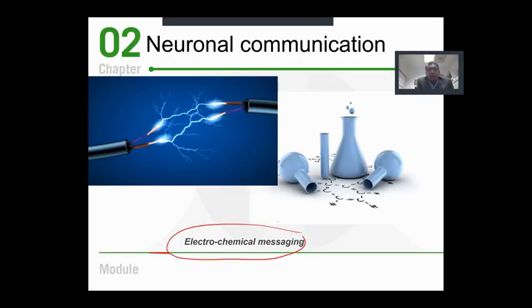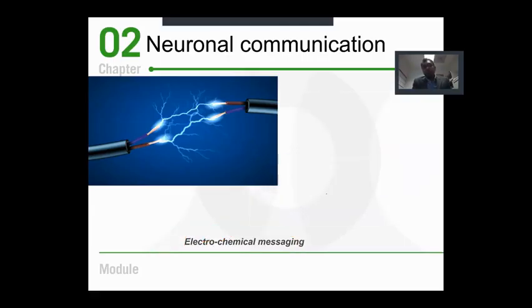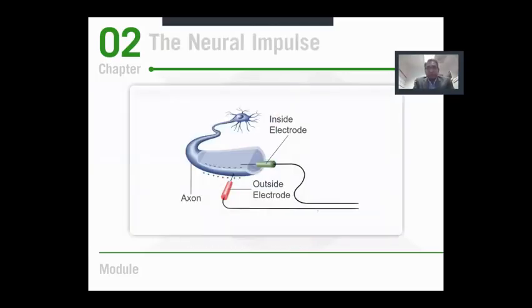There are two ways the information is transmitted in the nervous system. One is through electrical signals, the other one is through chemical signals. And we said that the information in a given neuron is transmitted through electric signals, and in between two neurons, through synapse, it's through chemical messaging. Now, first we'll talk about the electrical messaging system, then we'll talk about the chemical messaging system.